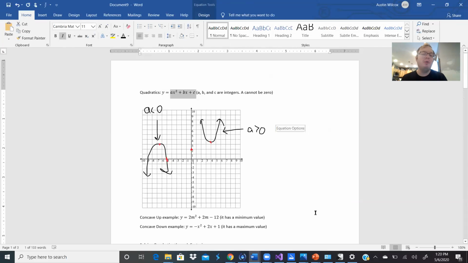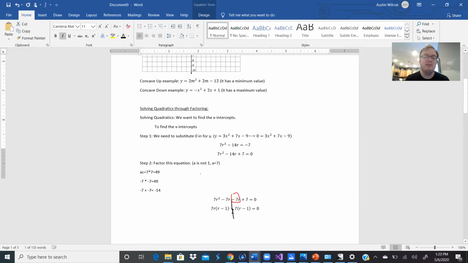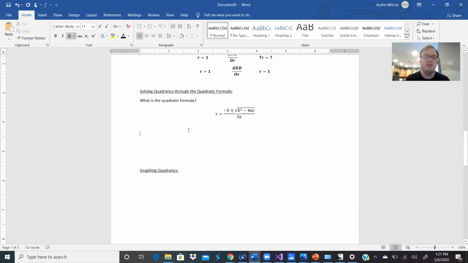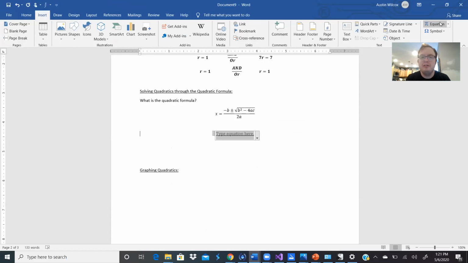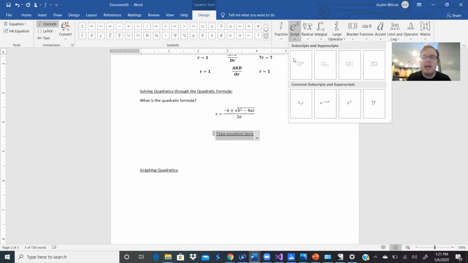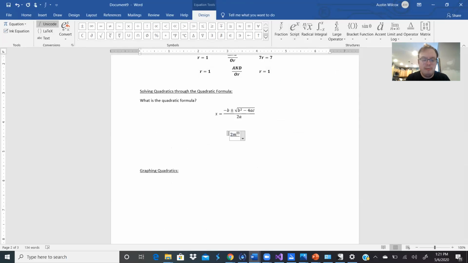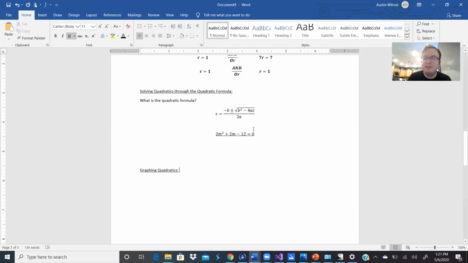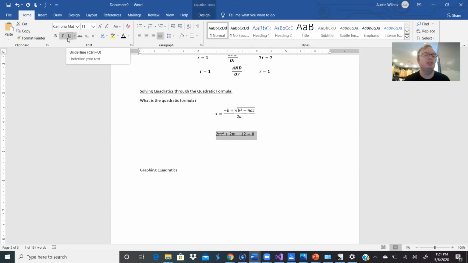So what I would advise everyone to do before they jump into any question on the quiz is always say, what is my a value, what is my b value, and what is my c value? Because that might be helpful for various things. So if I asked us to solve by using the quadratic formula, 2m squared plus 2m minus 12 is equal to 0. Great, it is already set equal to 0.